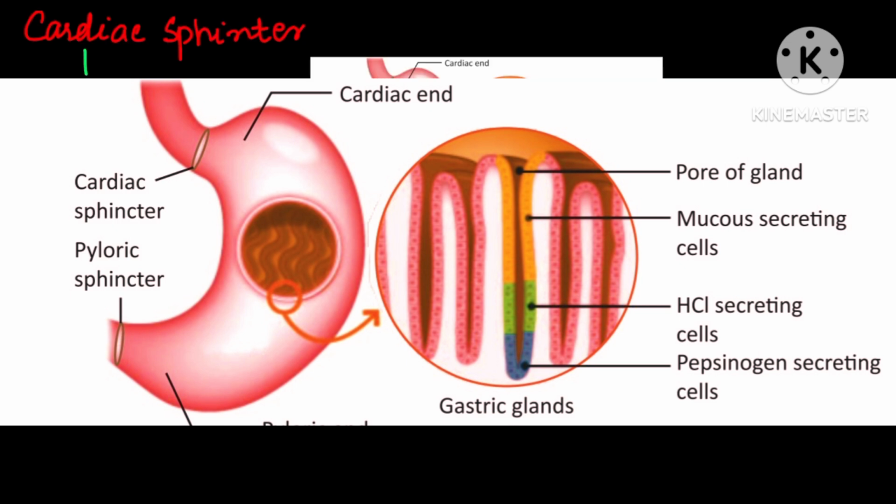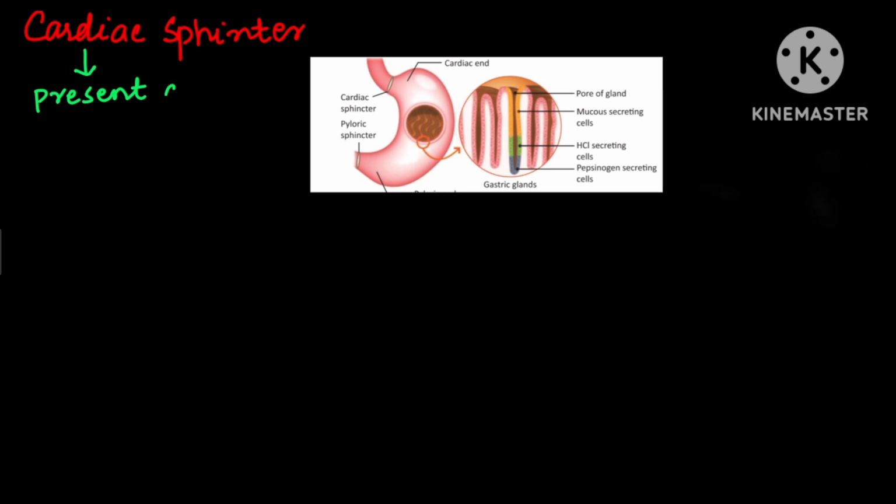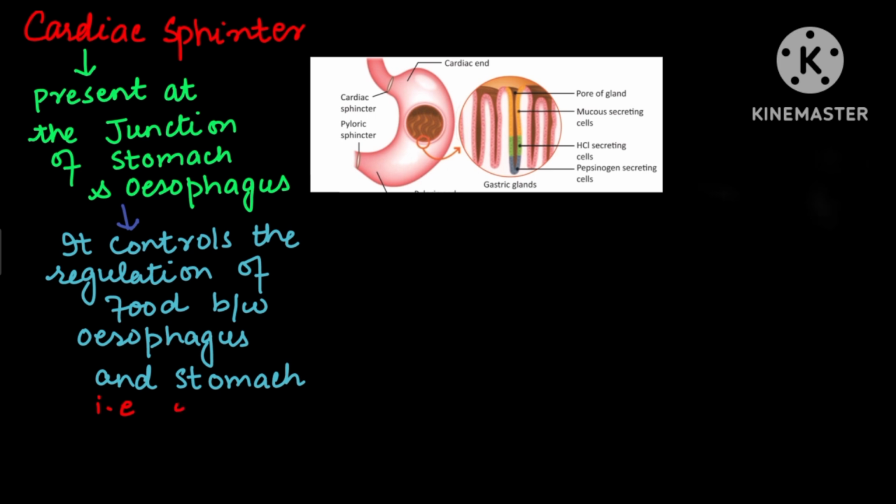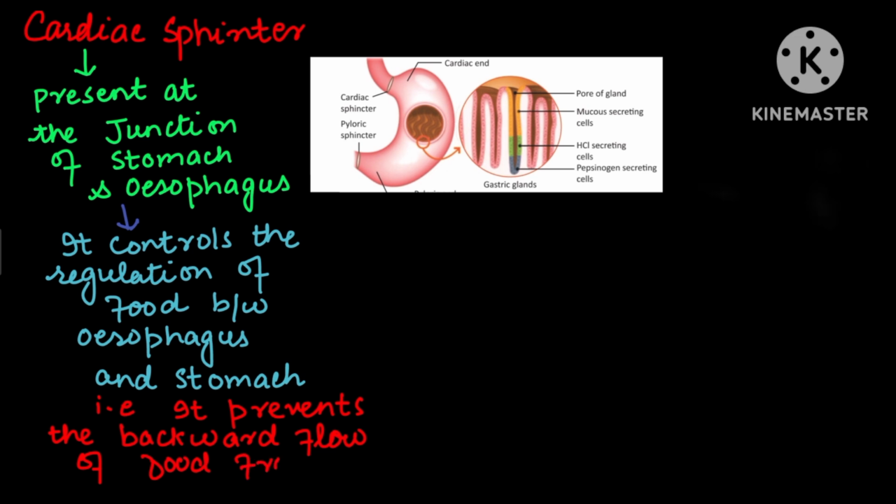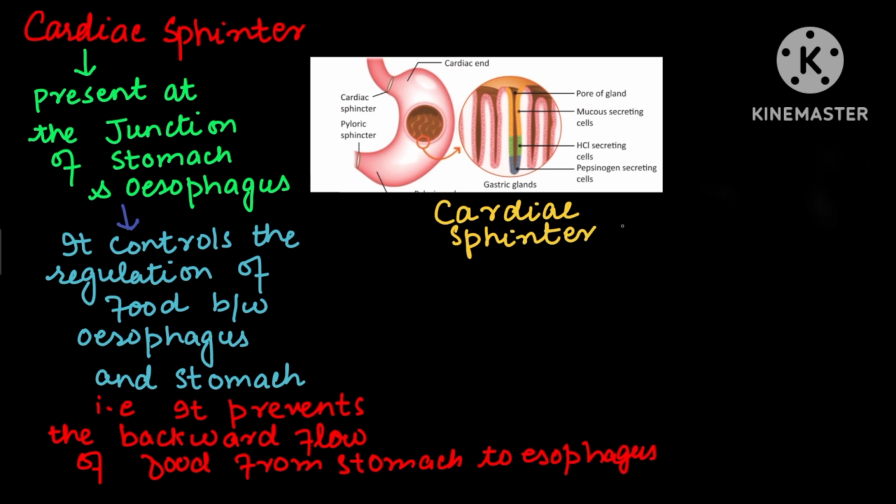Cardiac sphincter. It is present at the junction of esophagus and stomach. It controls the regulation of food between esophagus and stomach by preventing the backward flow of food. From where? From stomach to esophagus. Cardiac sphincter is made up of strong ring of muscles.